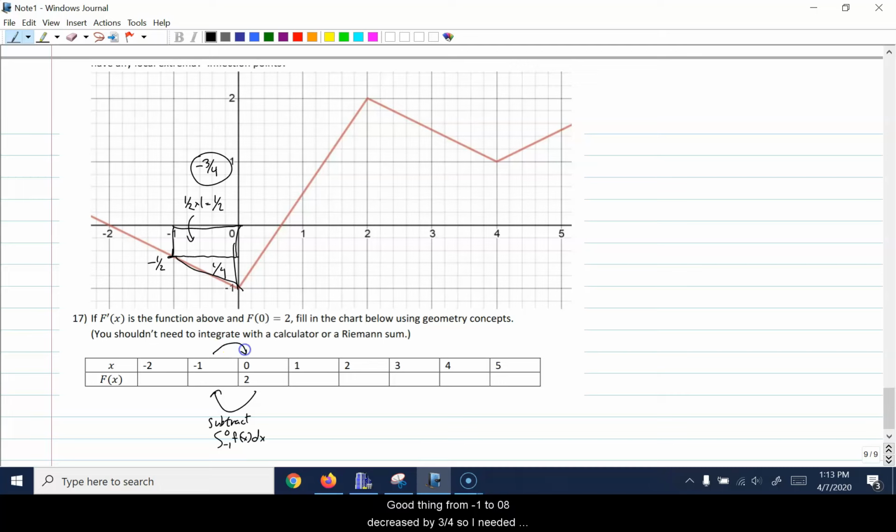So that's saying from negative 1 to 0, it decreased by 3/4. So I need it to be at 2 3/4, if I'm going to decrease by 3/4 and end up at 2.